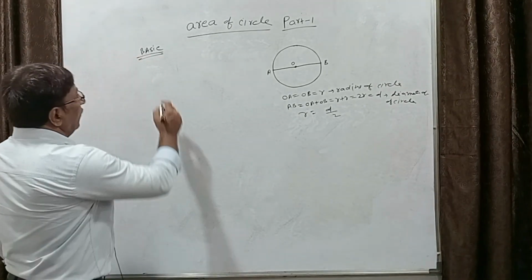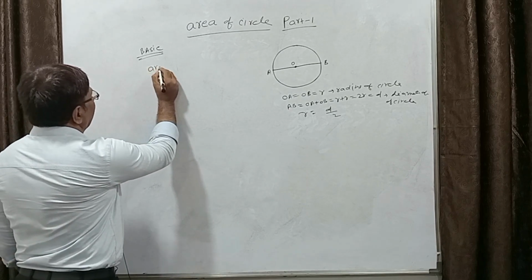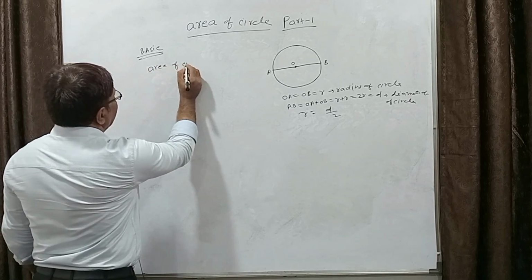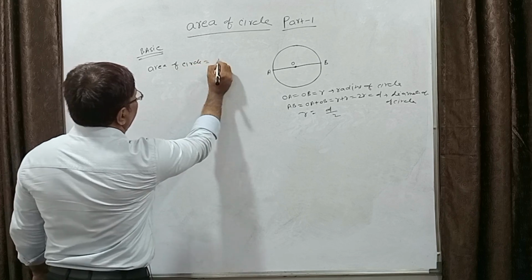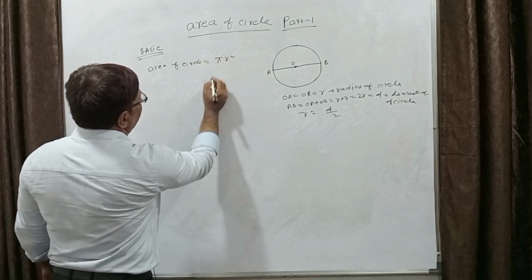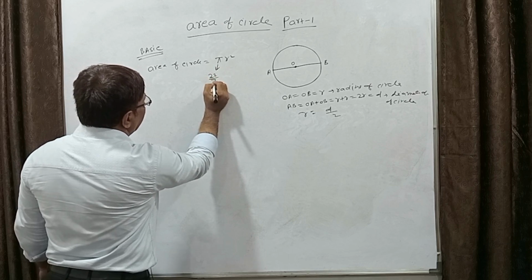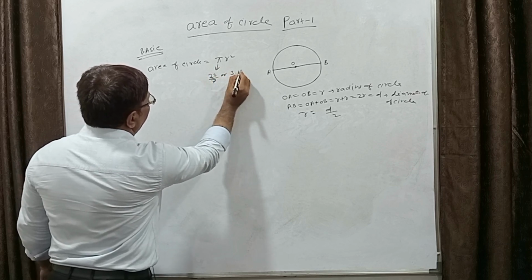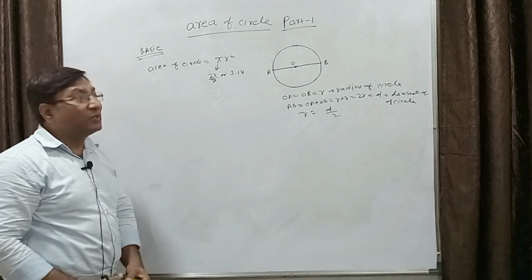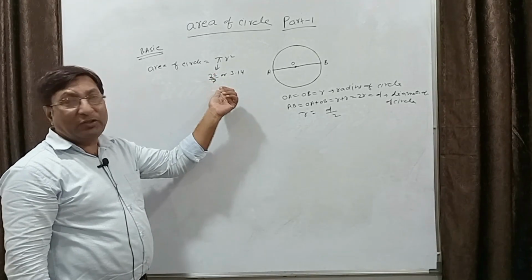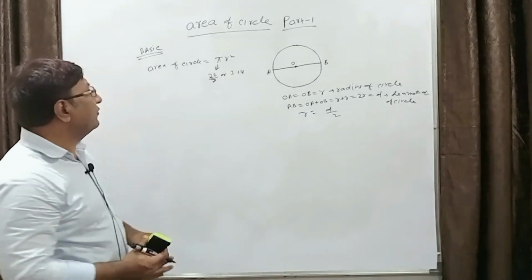Now you see, what is the area of circle? So area of circle equal to what? That is pi r square. So this pi value is what? Either 22 by 7 or 3.14. So we have to learn this point, that is the value of pi, 22 by 7 or 3.14.